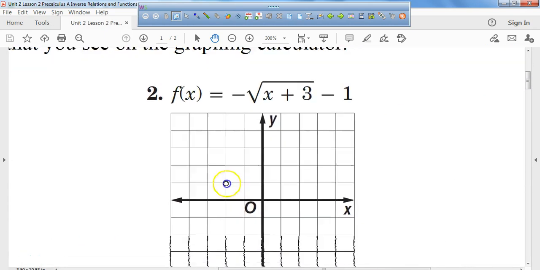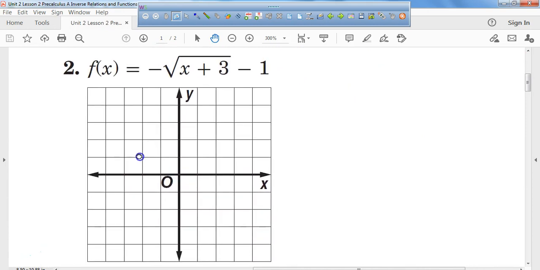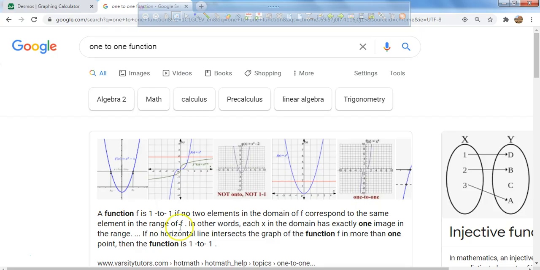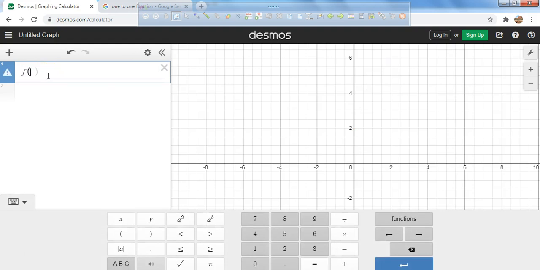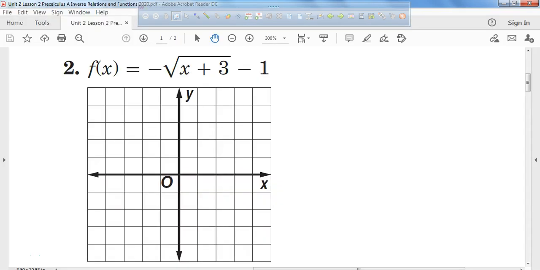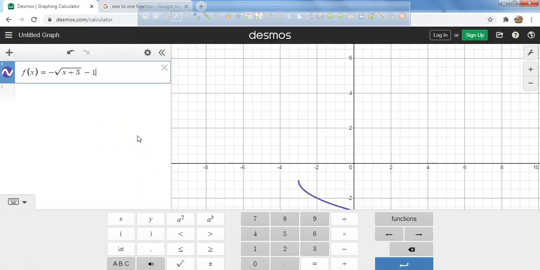which is right here. What I'd like you to do is go ahead and graph number 2 together with me. I'll do it on Desmos. So put f of x equals negative square root of x plus 3, which shifts it 3 units to the left. And I believe we got -1, so it's going to go down 1 unit right there.